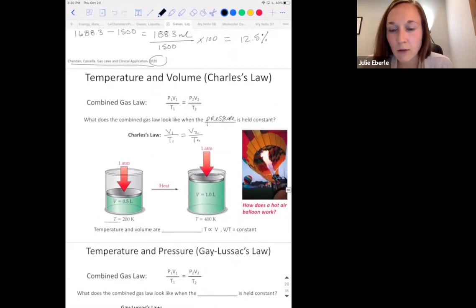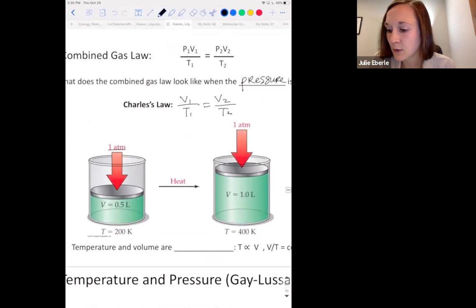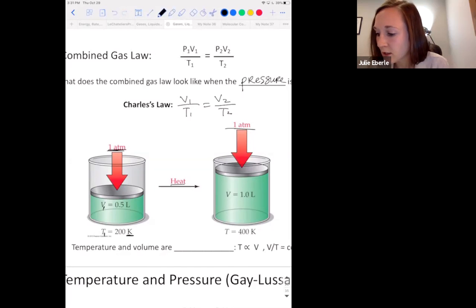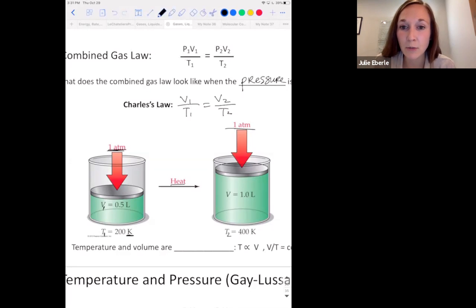So continuing with our little container visual, if we're keeping pressure constant, then on both sides of this arrow, we have the same pressure, 1 atm. So instead, we're going to change something else. And here, we're going to change temperature. Initially, we have half a liter, so that's V1 of volume in our container. And our initial temperature, T1, is 200 Kelvin, right? So if we heat this up, let's double the temperature. So T2 went from 200 Kelvin to 400 Kelvin, so we doubled temperature.